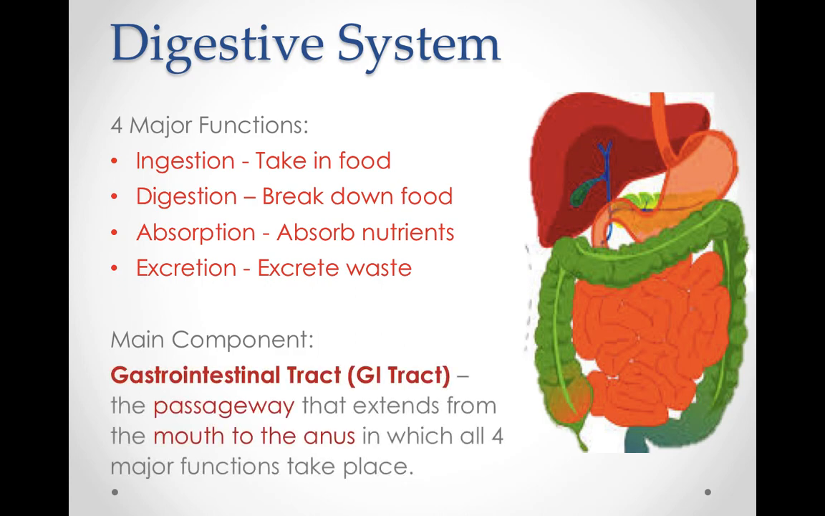Now, the major component of the digestive system in complex organisms is called the gastrointestinal tract, or GI tract for short. So this is the passageway that extends from the mouth to the anus in which all four major functions take place. So we're having ingestion, digestion, absorption, and excretion all happen within the GI tract. And you can think about it as the passageway where food actually travels through.